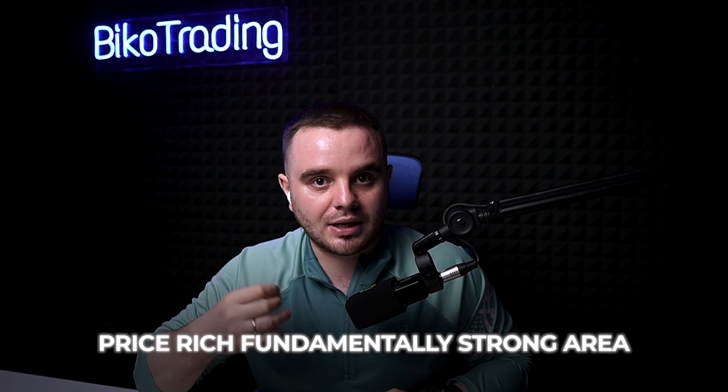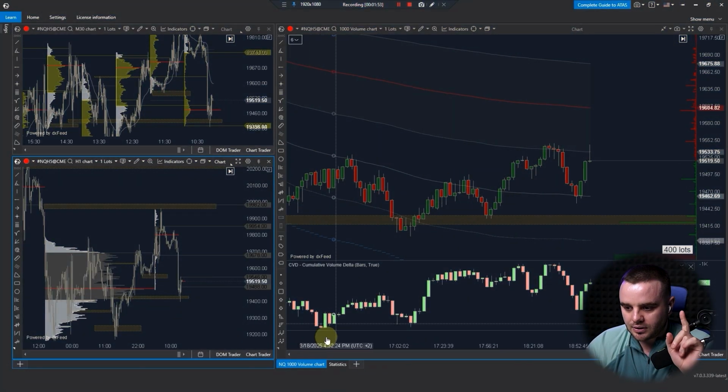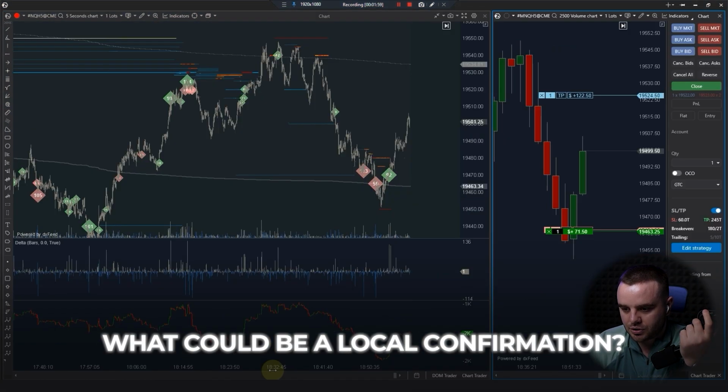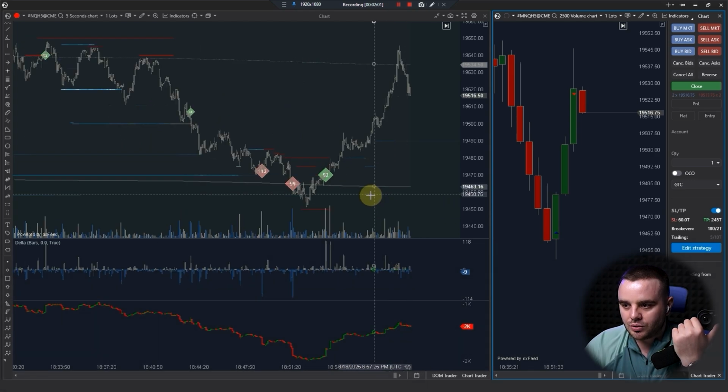It is the first part, the bigger picture. That means it is better to look for a reversal when price reaches a fundamentally strong area. And second, what is really good is when price shows us a local confirmation. What could be a local confirmation? Local confirmation is better analyzed, of course, on a smaller time frame.